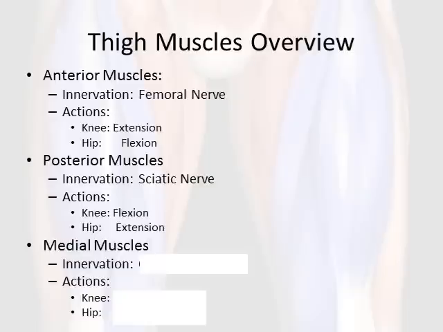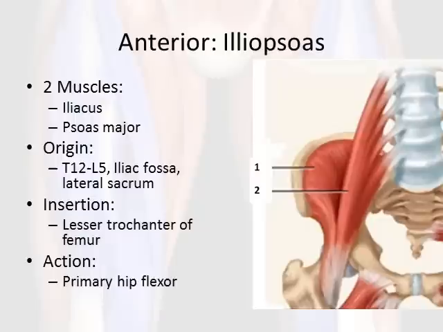Okay, and then the medial muscles are innervated by what's called the obturator nerve. It goes through that big obturator foramen that you guys learned in lab in the bones on the os coxa. And then the actions on the knee are typically going to be none. Most of these do not cross the knee, although a couple of them do, which we'll talk about. But these are primarily your hip adductors. So these are considered your groin muscles that will bring your thighs towards the midline of your body.